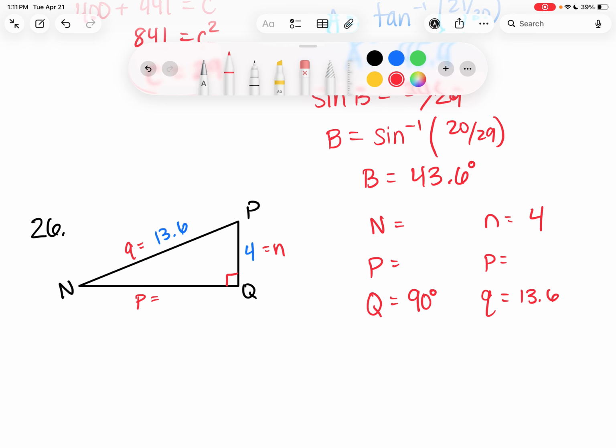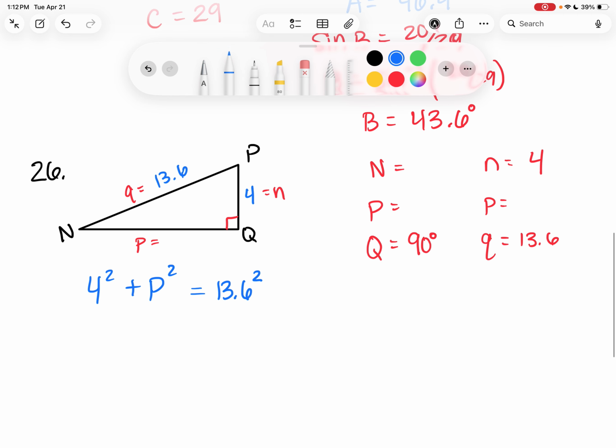All right, how do I set up to solve for the other side? What's the hypotenuse? So that has to be by itself. So what happens over here on the other side? That'll be P squared. Yep, so 4 squared plus P squared equals 13.6 squared. So I'd end up with P squared is equal to 13.6 squared minus 4 squared.